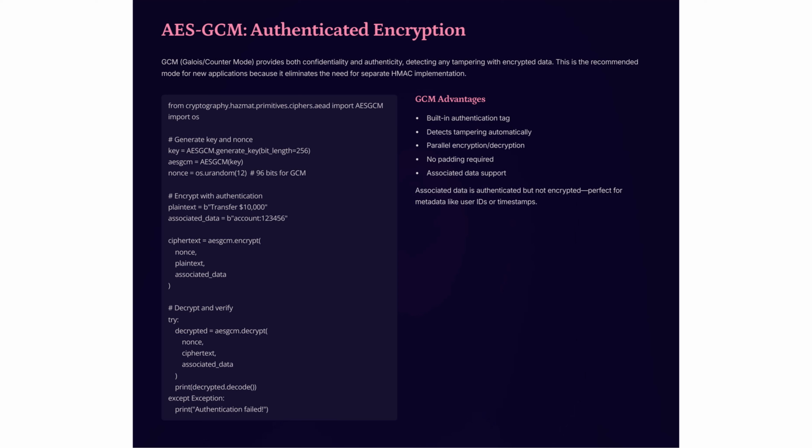AES-GCM offers both confidentiality and authenticity, making it ideal for new applications. It uses a 256-bit key and a 96-bit nonce for encryption. The mode supports associated data, which is authenticated but not encrypted, useful for metadata. GCM's built-in authentication tag detects tampering, and it supports parallel processing without padding.